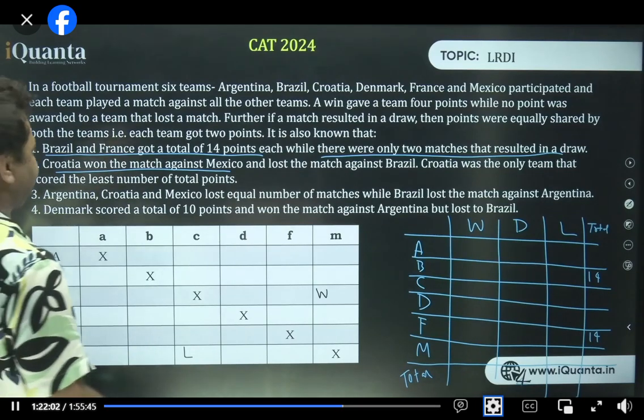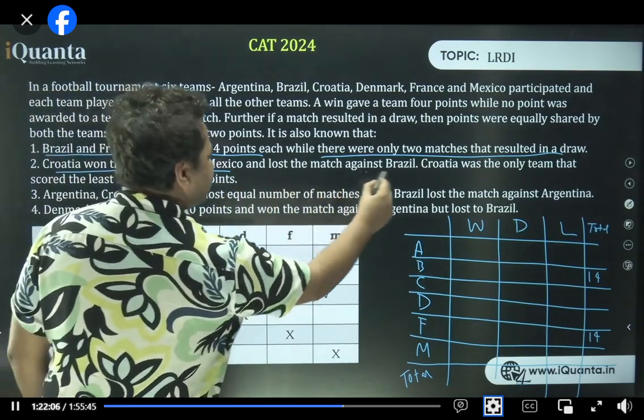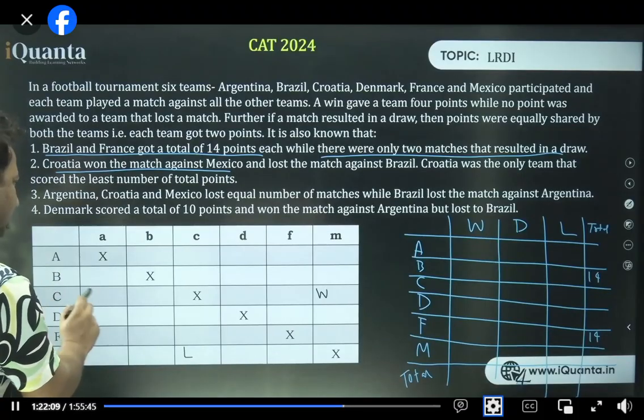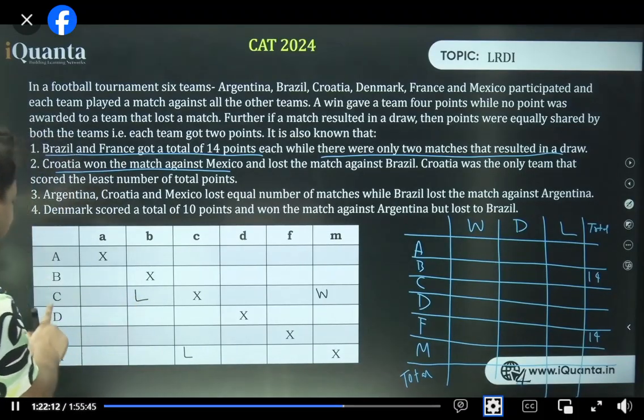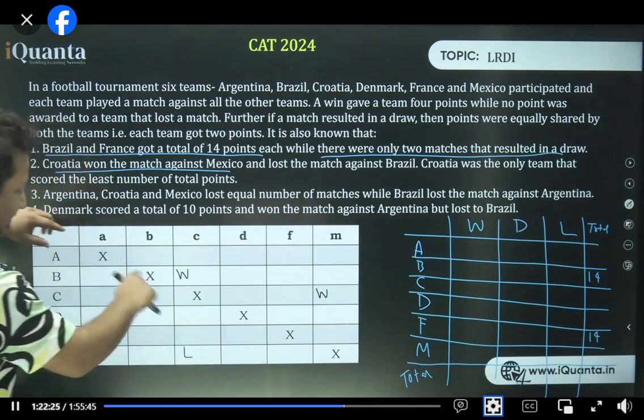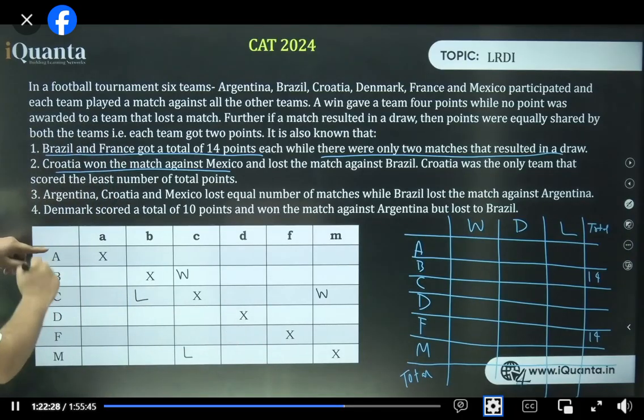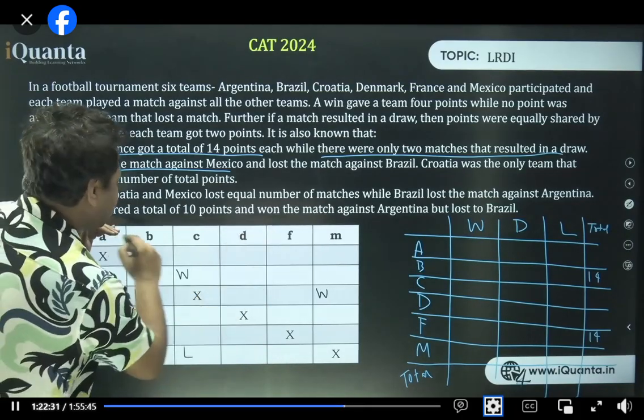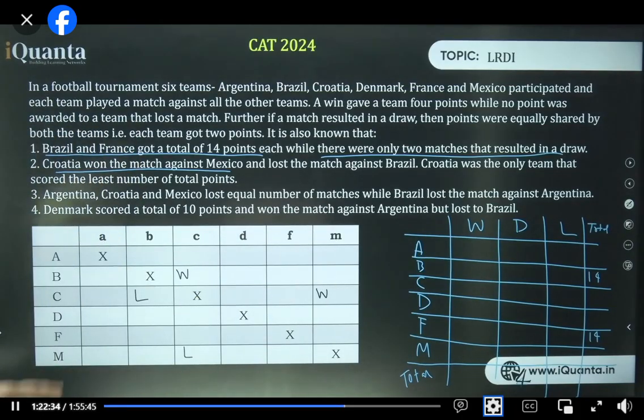Okay. Now, Croatia lost the match against Brazil. So here it is lost. That means Brazil must have won against Croatia. Is that clear? This is how I'm filling the table. Understood? Here, in the lower diagonal, below the crosses, is for the capital alphabets, and the upper diagonal is for the lower, small alphabets. I hope you understand how I'm filling the table. That has to be understood.